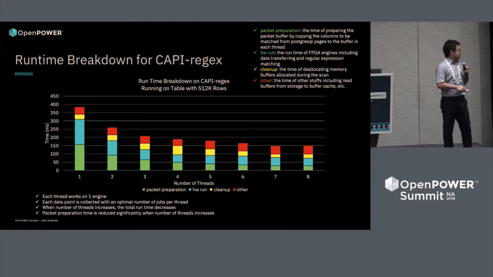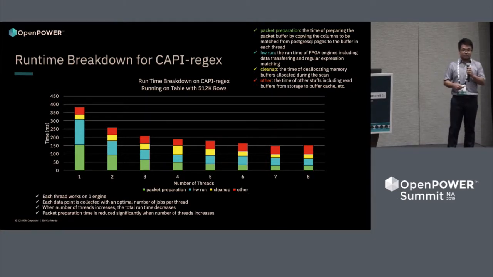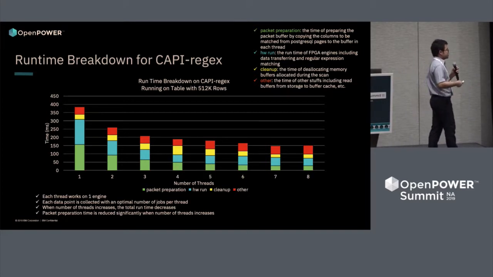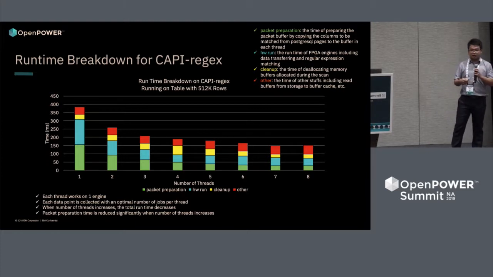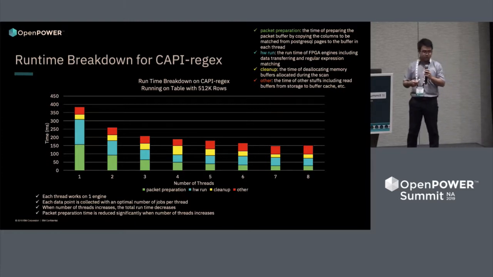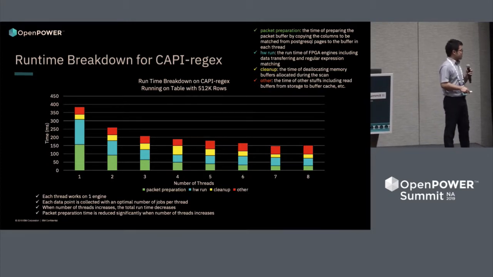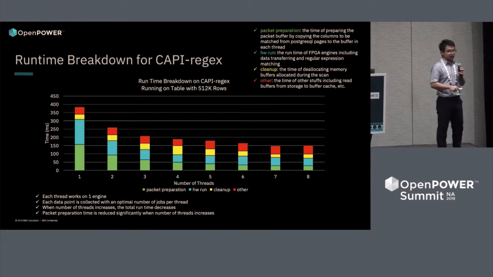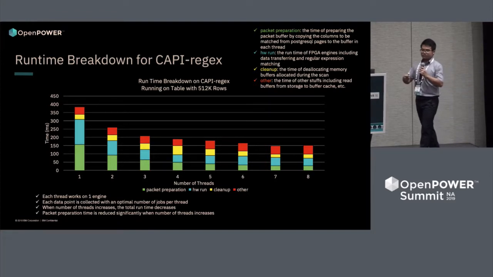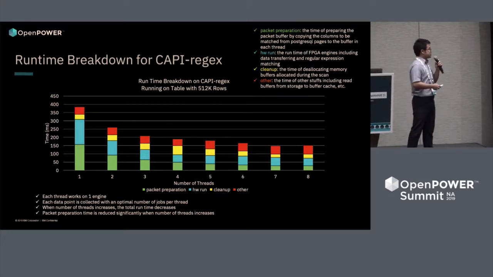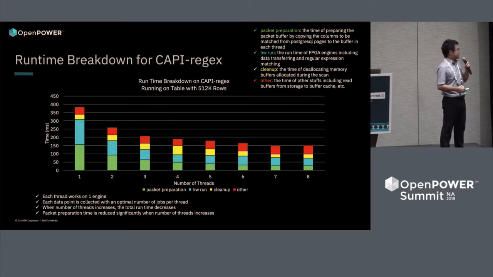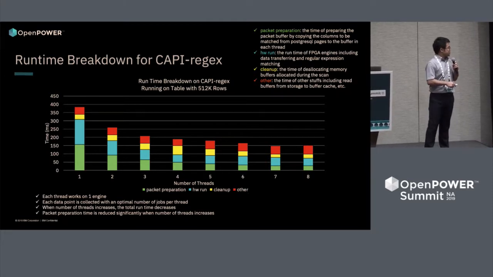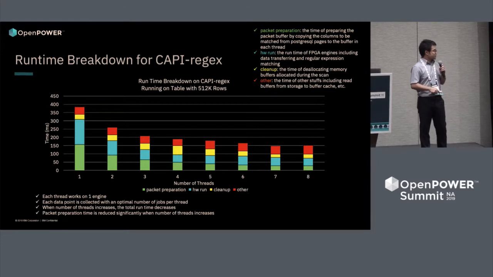And then the blue part is the hardware run, which means the regular expression engine is configured, reads the packets, processes the whole packets, performs the regular expression matching and writes back the result. That is the hardware run. The yellow part is the cleanup. And the orange part is all the other time consumed by, for example, reading the shared buffer, or something else.